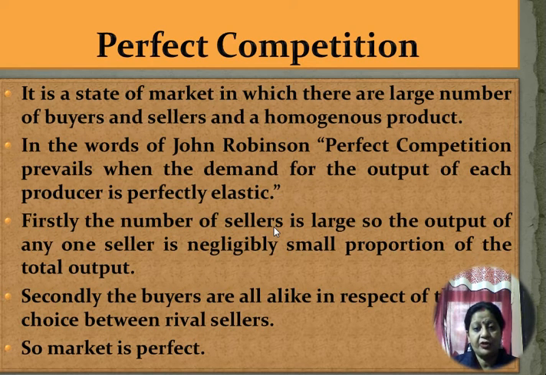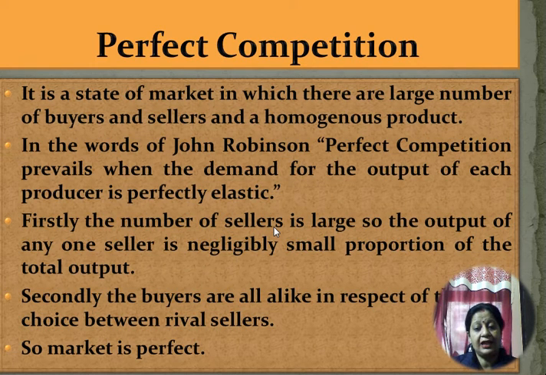In the words of Joan Robinson, perfect competition prevails when the demand for the output of each producer is perfectly elastic. Firstly, the number of sellers is large, so the output of any one seller is a negligibly small proportion of the total output. That means if there are a number of sellers selling the same commodity in the market, then the proportion of the output can vary from one seller to the other seller.